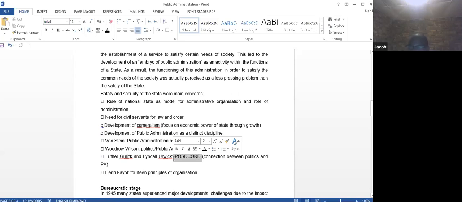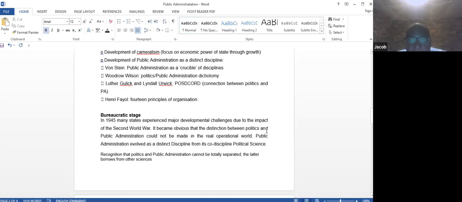So then the second stage is the bureaucratic stage. I think I explained a bit about the bureaucratic stage and its meaning. Bureaucratic simply means that the authority to make decisions is placed in the hands of state officials. These may be unelected state officials, but they have the authority to make those decisions. But remember, we are talking about the evolution of public administration. So this happened in 1945, post Second World War.